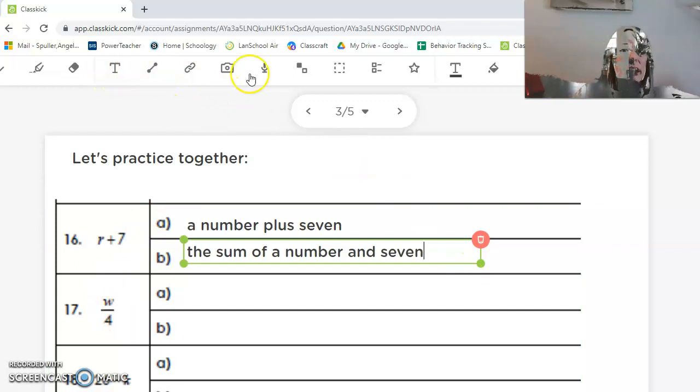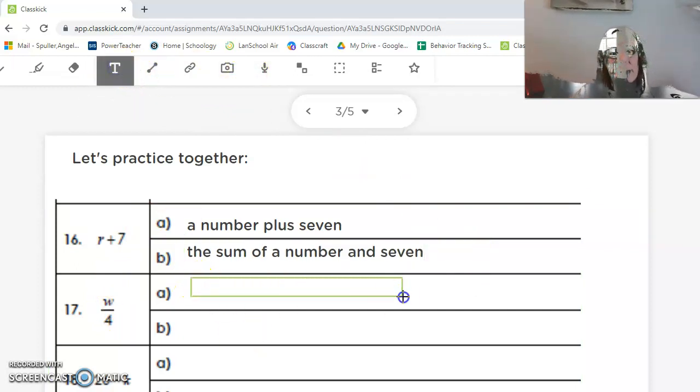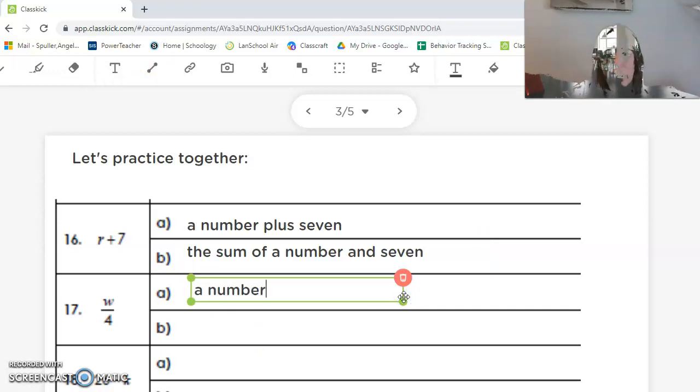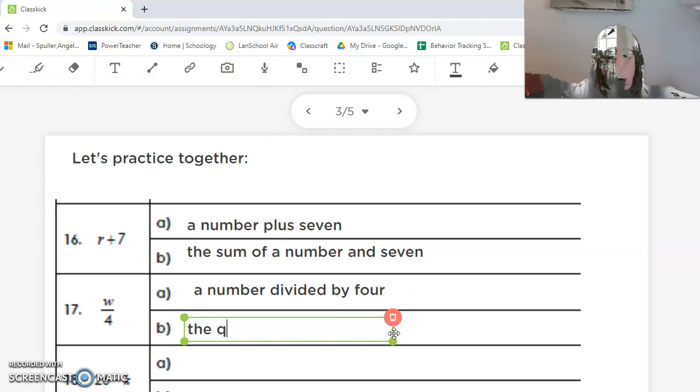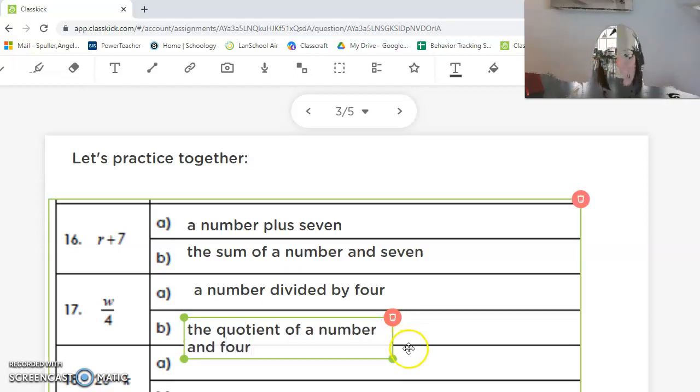Okay, remember when we have it in fraction form, when we have it like that, we're talking about division. So we say a number divided by 4. We can say the quotient of a number and 4.